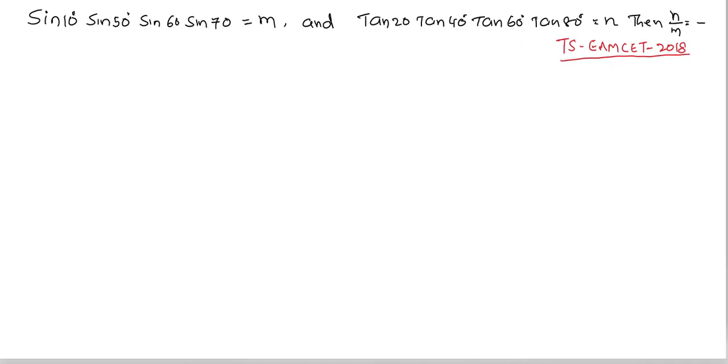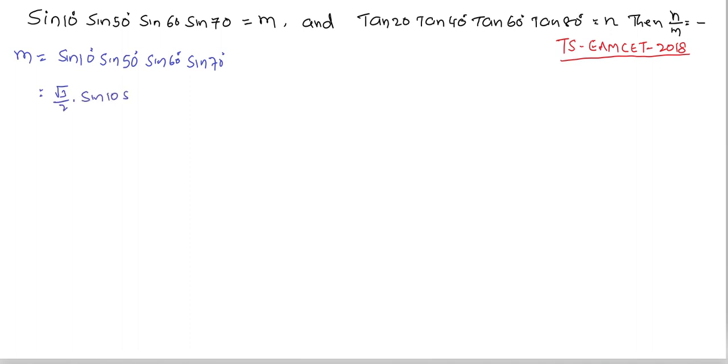Sine 10 degree, sine 50 degree, sine 60, sine 70 degree is equal to m. Tan 20 degree, tan 40 degree, tan 60 degree, tan 80 degree is equal to n. The value of n by m is, this is a TSM set 2018 question. Here it is given m is equal to sine 10 degree, sine 50 degree, sine 60 degree, sine 70 degrees. We know that sine 60 is root 3 by 2.